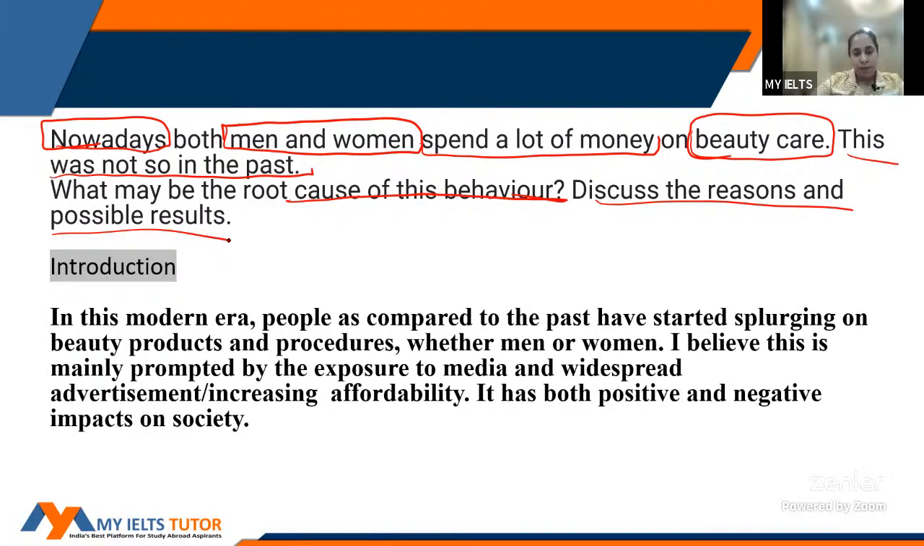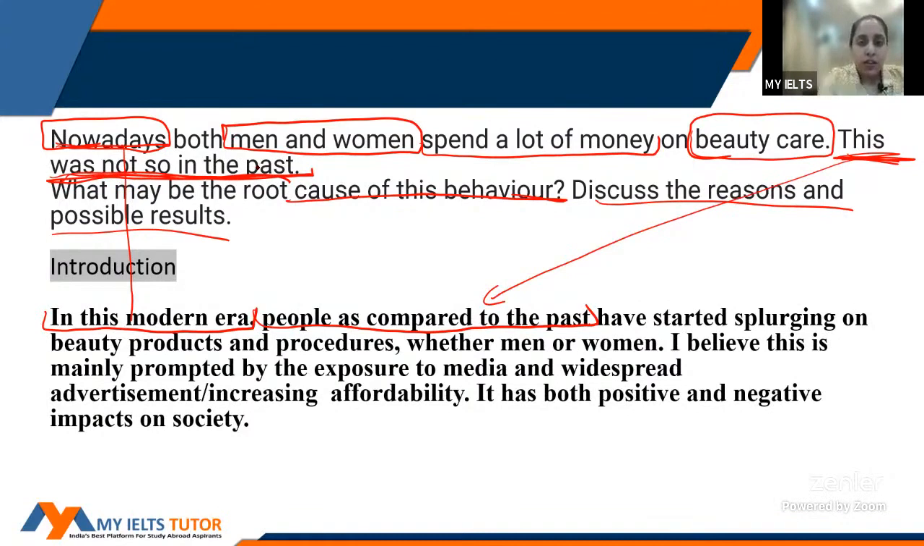So a bit advanced rephrasing is done here as well. I've changed the structure completely. When we read the introduction, we'll identify the structure. The structure of the statement has been changed. It is restructured. So nowadays I've written in the modern era, people as compared to the past. So I have changed the position of this statement. I have brought it forward. People as compared to the past. I'm making a comparison. Have started splurging, spend a lot of money.